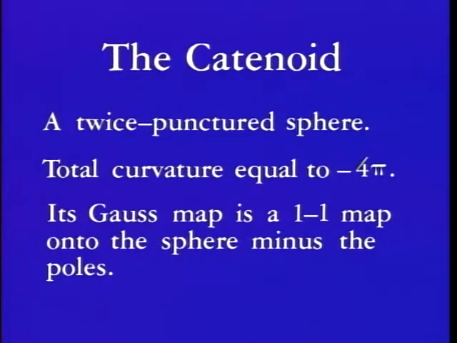Recall that the catenoid is a twice-punctured sphere. That is, it's genus 0 and it has two topological ends. Its total curvature is minus 4 pi, a consequence of the fact that its Gauss map is 1-to-1 onto the sphere minus 2 points.